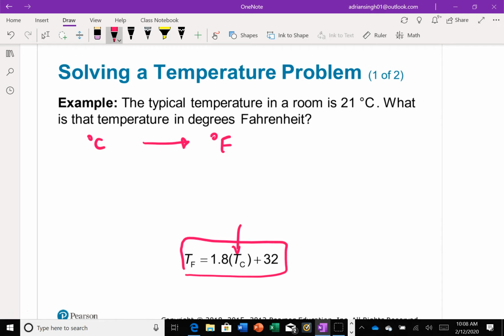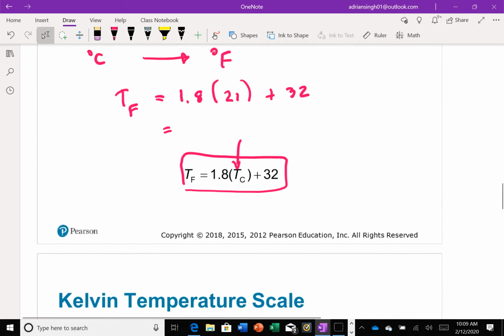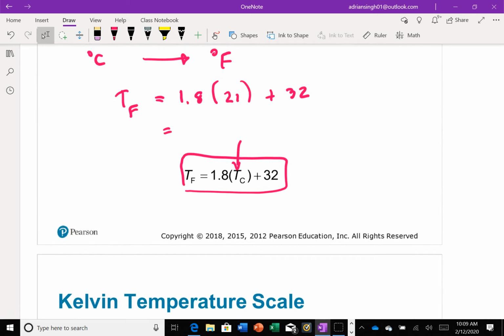So when you use this equation, you want to make sure that you do the operations in the correct order, right? So our Fahrenheit temperature, and that's how we can abbreviate it, T for temperature, subscript F means it's in degrees Fahrenheit, is 1.8 times whatever the Celsius temperature is, which in this case is 21. And then we're going to add 32 to it, right? So you want to multiply the Celsius temperature by 1.8 first, and then add 32 to it. All right, and what do we get for a Fahrenheit temperature?